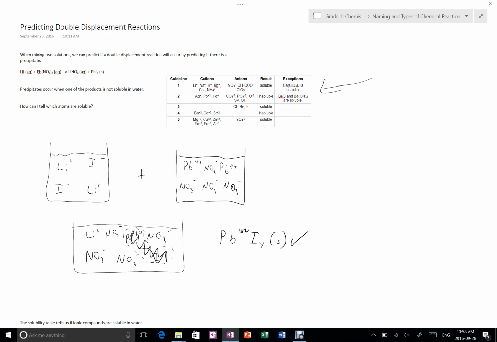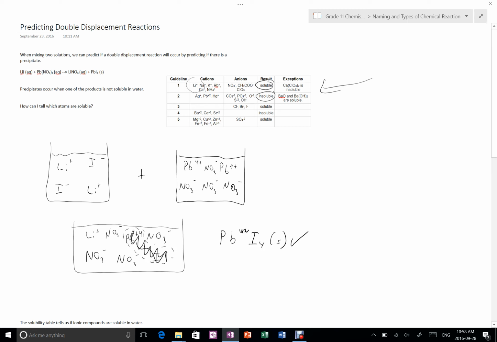So for example, lithium iodide. Lithium is on the number 1 guideline, so that means that that's the most important ion in terms of determining the solubility of this product. Lithium is soluble, so I would say that that entire product is soluble. Lead nitrate. Lead is here, and nitrate's up here. So nitrate's on the higher guideline, and so nitrate is soluble, and that makes the entire compound soluble.